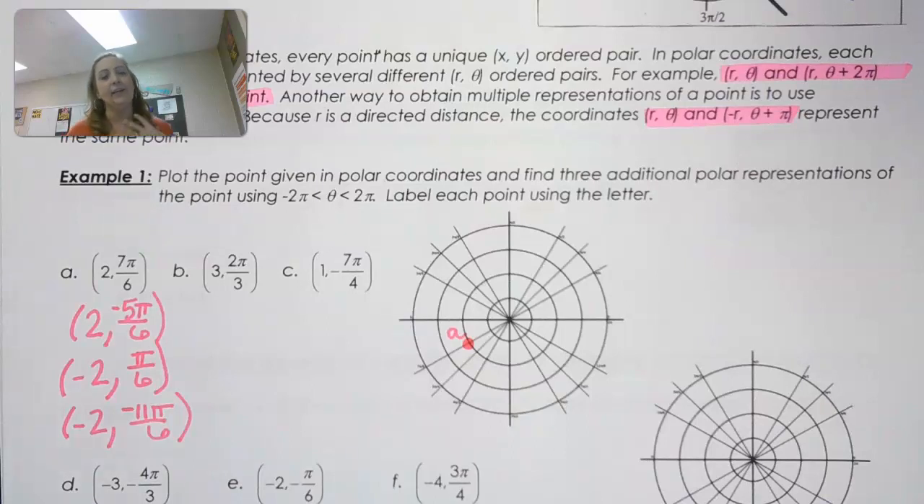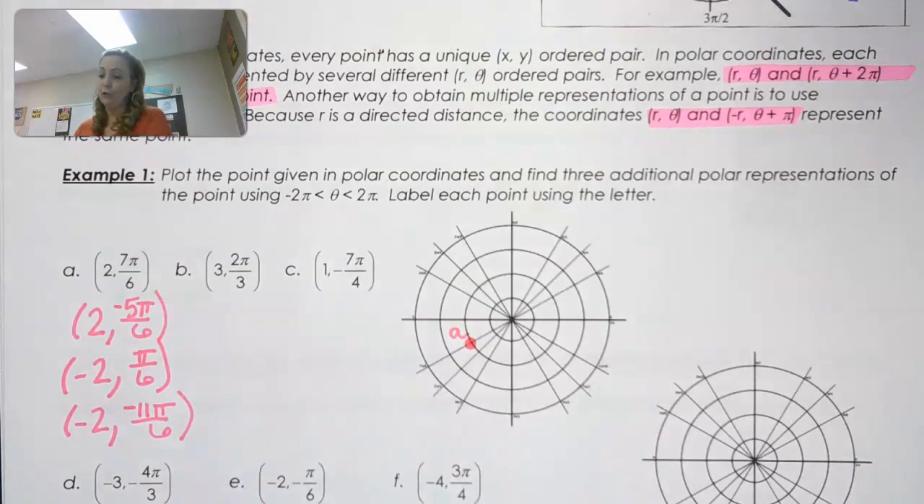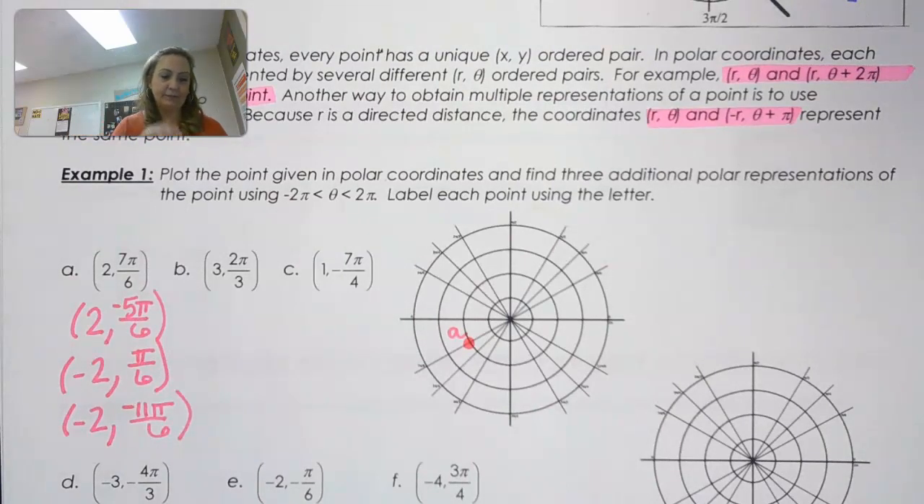And that's kind of the idea. When we have these limitations, we generally have 2 positive R values and 2 negative R values, 2 positive theta values, 2 negative theta values, okay?